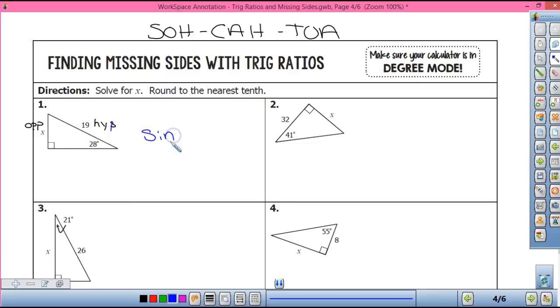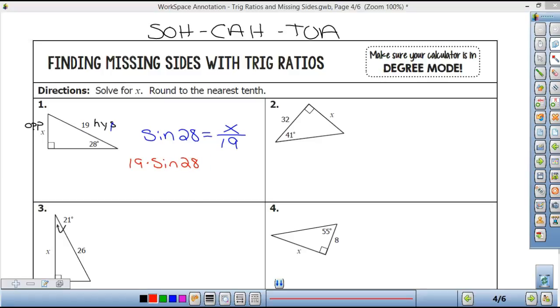So we're going to write it like this. Sine of, what do I have for my angle? 28. So sine of 28 equals, what's opposite? X over, what's hypotenuse? 19. Now we can solve this. On the side of x, they're dividing by 19, so we have to multiply. We've got to take 19 times the sine of 28.